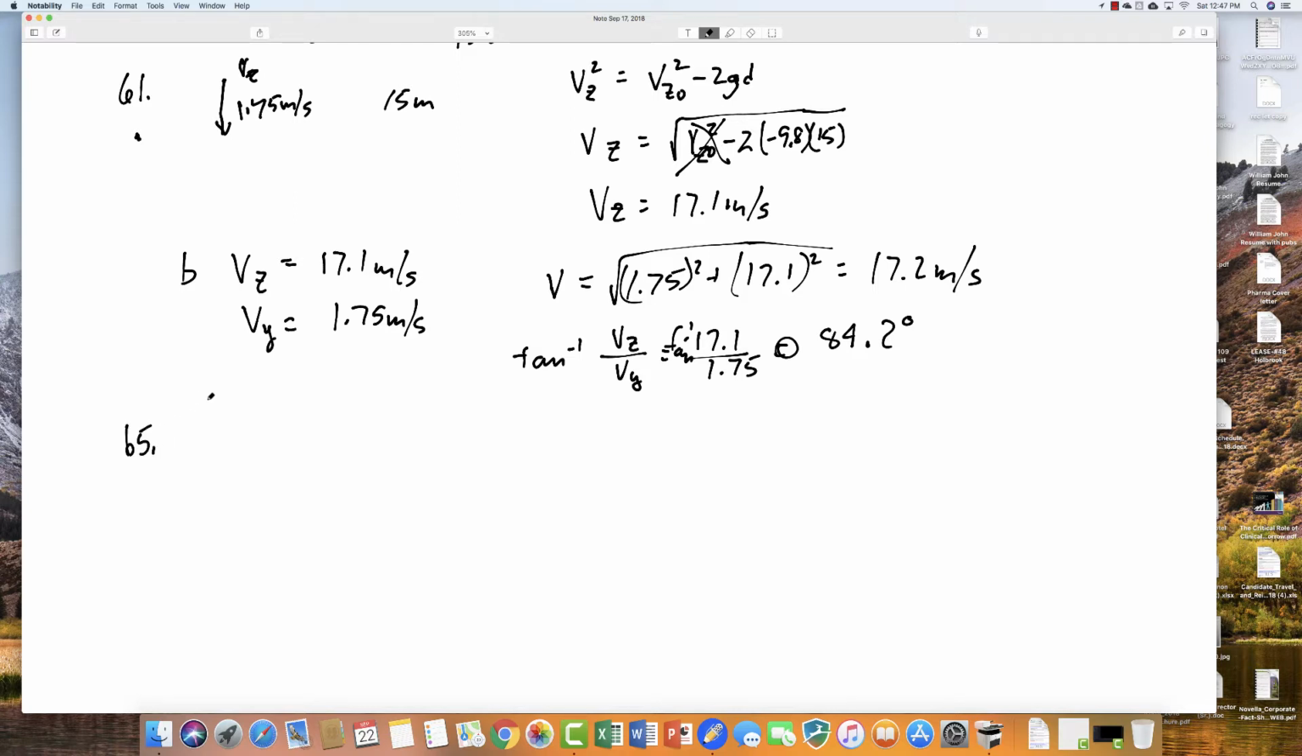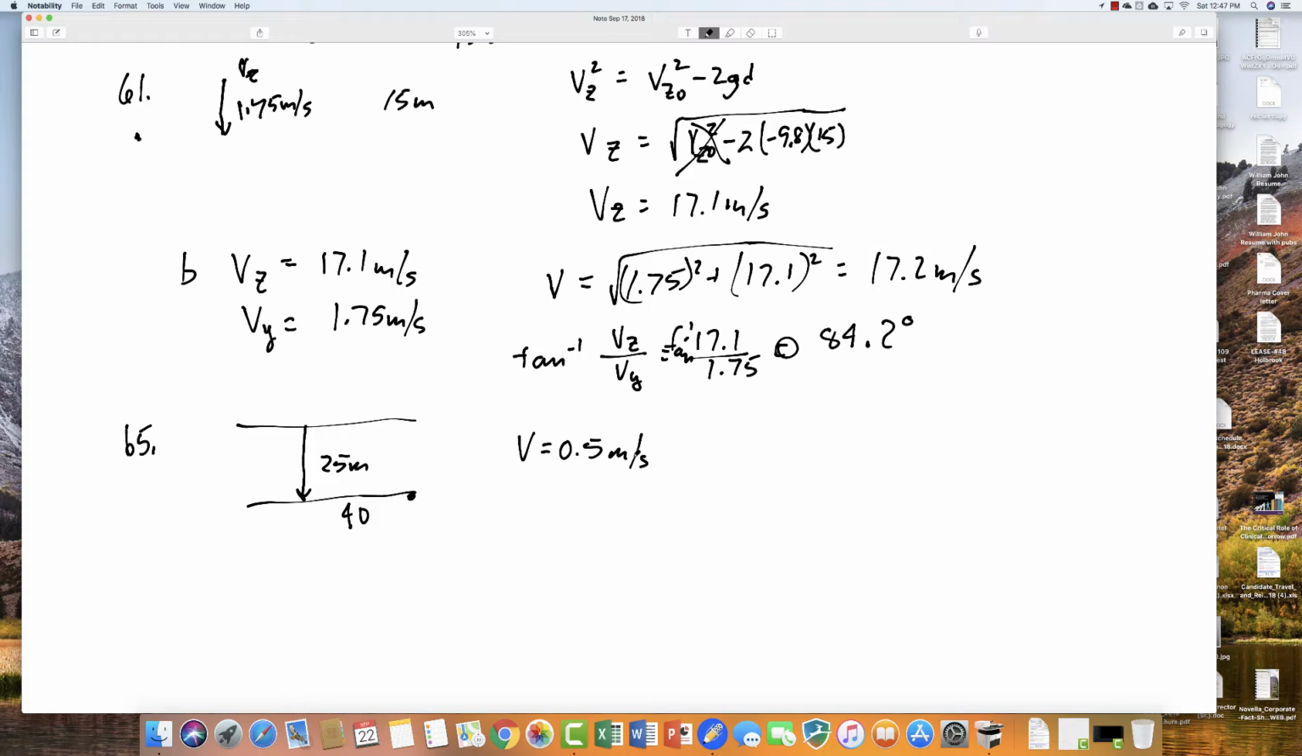Number 65 is the last problem, and it talks about a swimmer. So let me read exactly how the problem is stated. An athlete crosses a 25-meter wide river. He's swimming perpendicular to the current, and his speed is 0.5 meters per second. So that's how fast he's swimming. He reaches the opposite side at a distance 40 meters downstream. So he's down here.